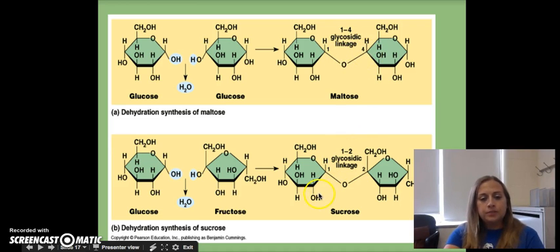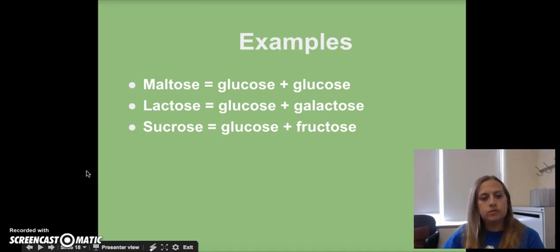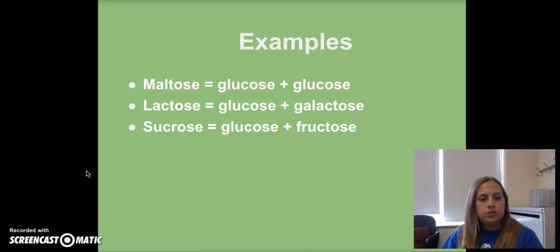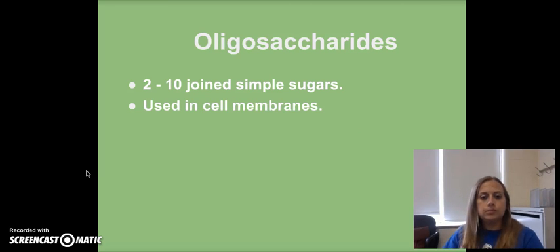And then down here, you have glucose and fructose, and they will join together to form sucrose, and here you have a 1,2 glycosidic linkage. Some more examples: maltose is two glucose together, lactose is a glucose and a galactose, and a sucrose molecule is when you join glucose and fructose.